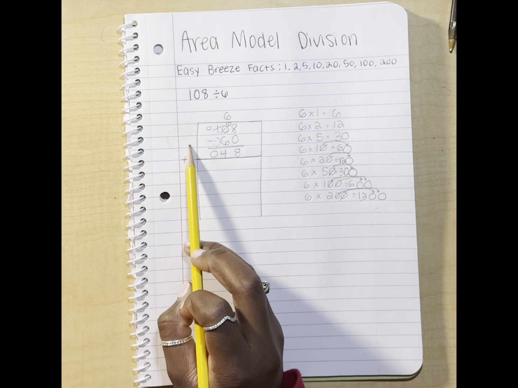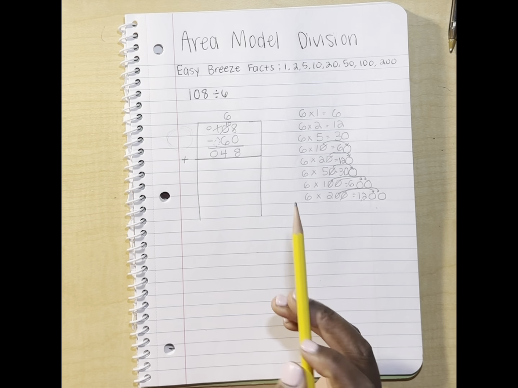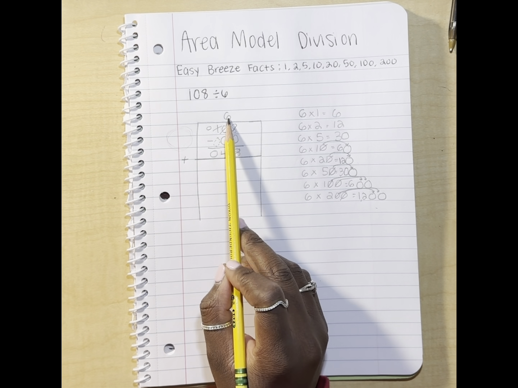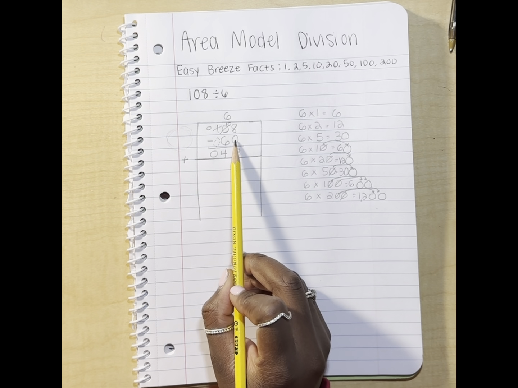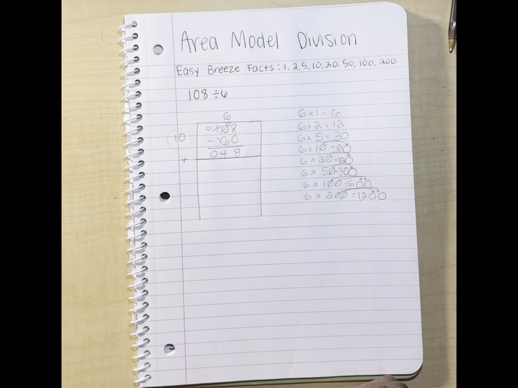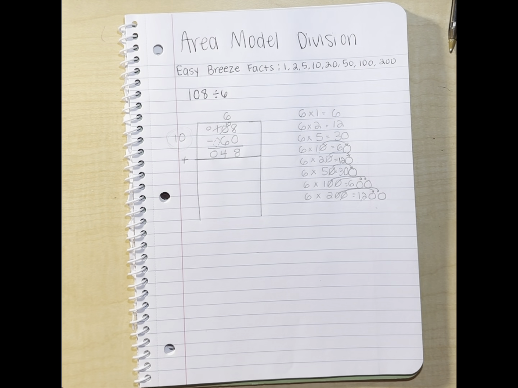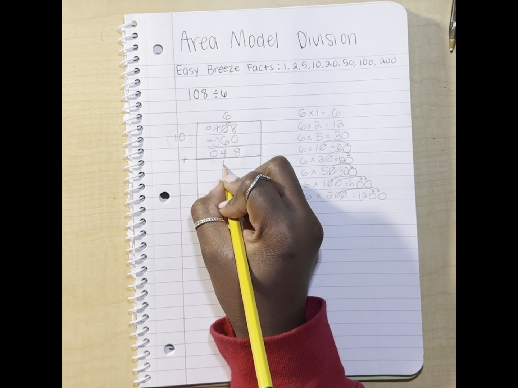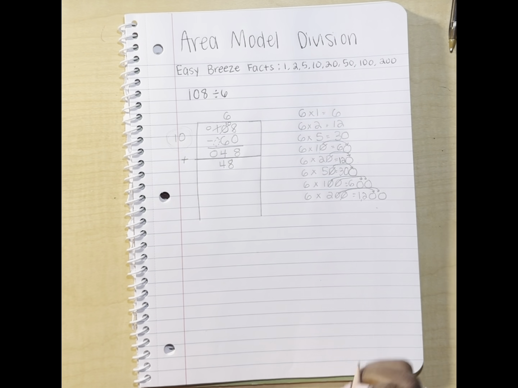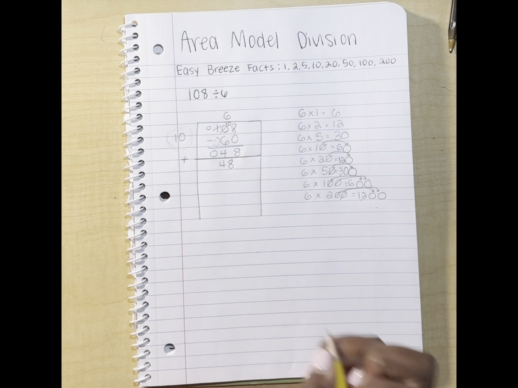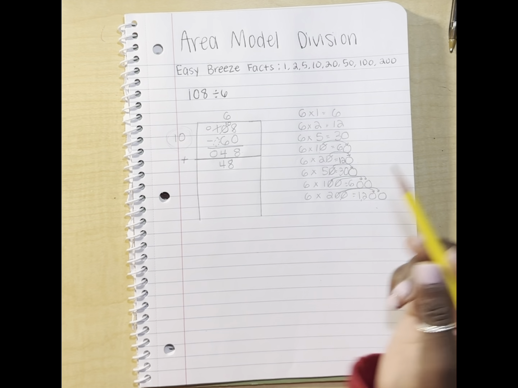The way I figure out what number goes here, I think, 6 times what number gives me 60? If I look over here, I find 60. That number is 10. So now I'm ready for my next step, which is 48, starting here. We're going to start with what we were left with here, and we're going again.